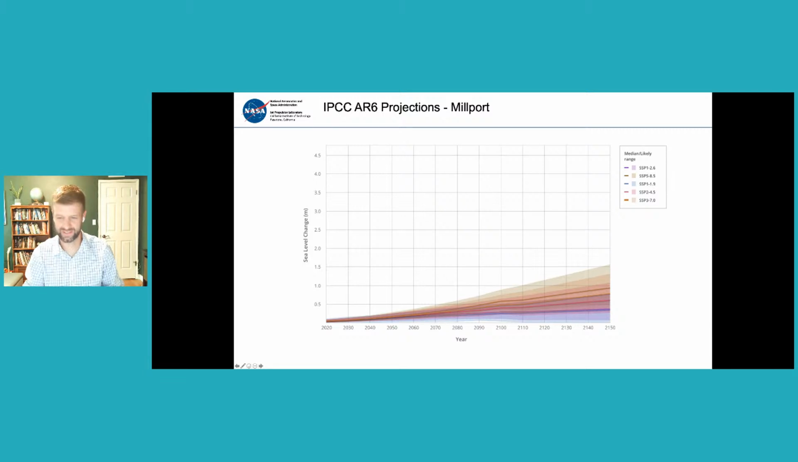And we can actually connect this back to those processes, because we know, again, as ice gets lost from Greenland, it's really not going to affect a place like Millport very much. So that actually lowers your projection a little bit relative to other places in the world.